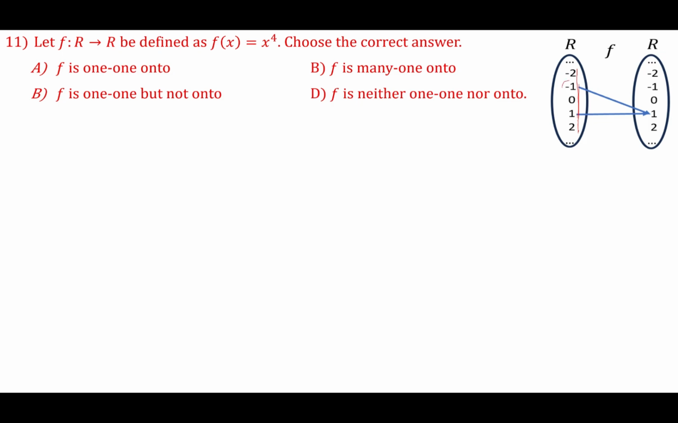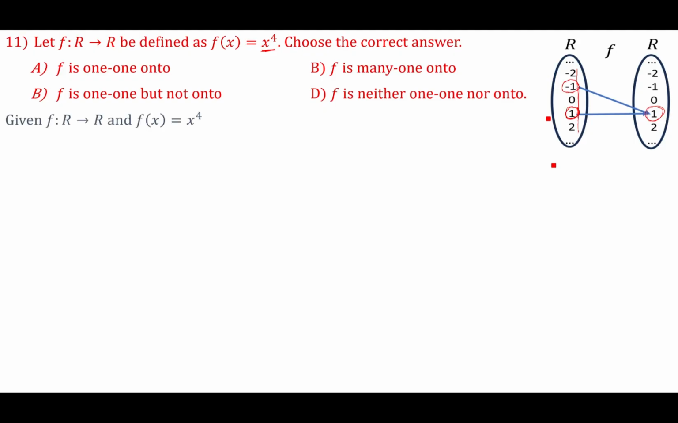So if I plug in x as negative 1 in the given function, I'm getting the result as 1. Same as if I plug in 1, then I'm getting 1 in the given function. So if two elements of the domain have the same image in the codomain, then it is not a 1, 1 function. Let us prove it.